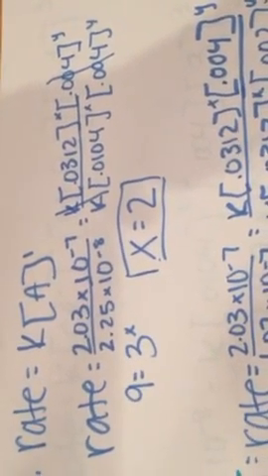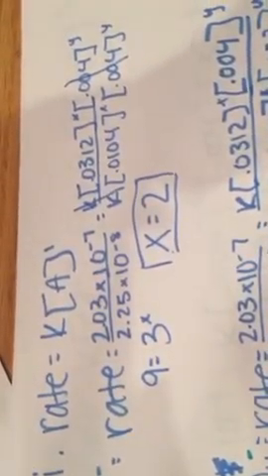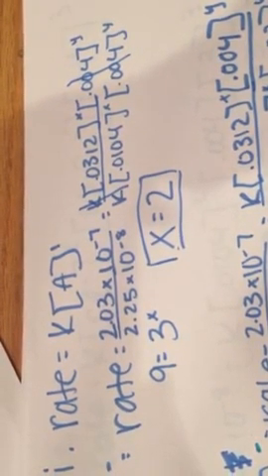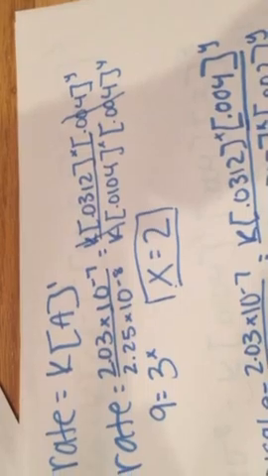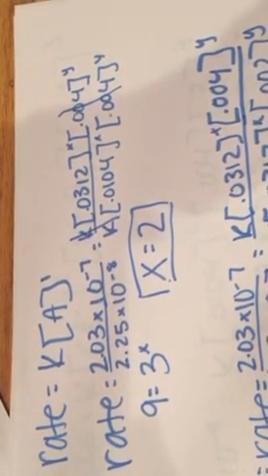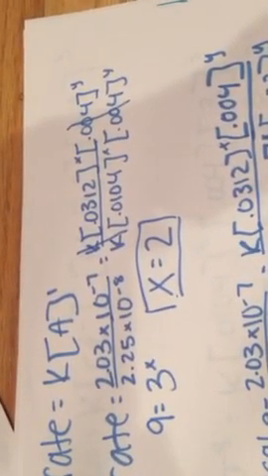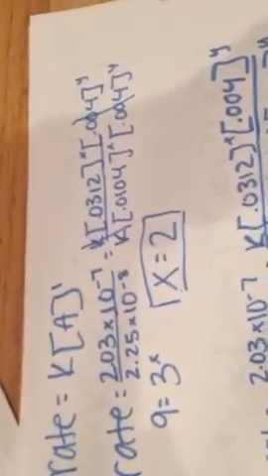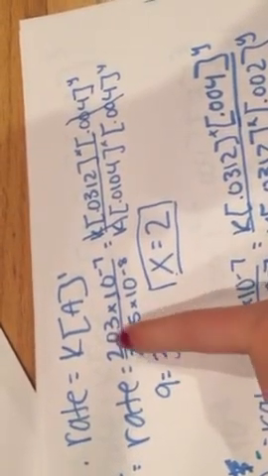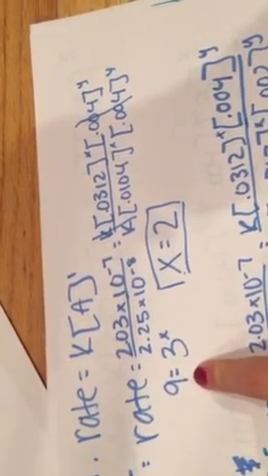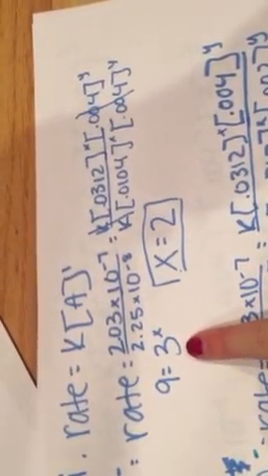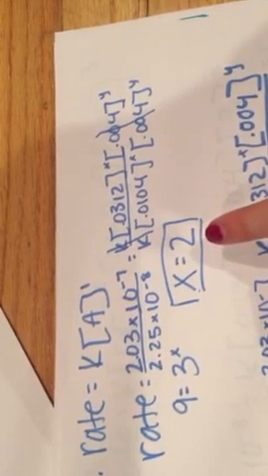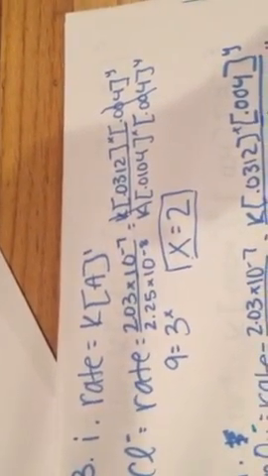So k times 0.0312 to the x times 0.004 to the y, and then on the bottom I put k times 0.0104 to the x times 0.004 to the y, and the k's cross out and the 0.004 crosses out because they're the same. So now we're just dealing with this and this. So this gets us to about 9, and then this gets us to about 3. So our x is going to equal 2.